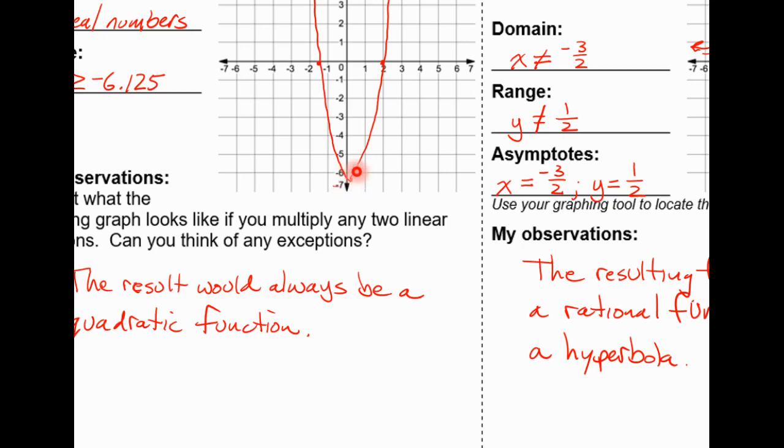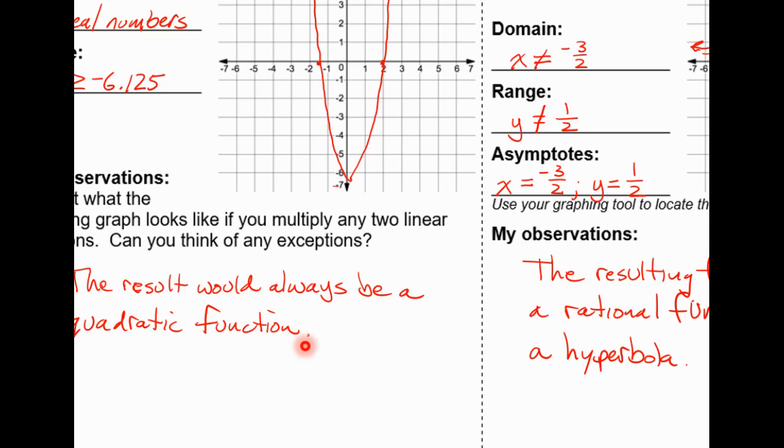But on Desmos, it'll tell you that this vertex down here is, I believe, (-0.25, -6.125). And that tells us the minimum value here. So even though the domain is all real numbers, the range is limited to all values at -6.125 and up. Now down here, it asks for any exceptions to what happened here. Anytime you have two linear functions multiplied together, the result is always going to be a quadratic. There's a minor exception to that rule, but we don't have to get into that right now.